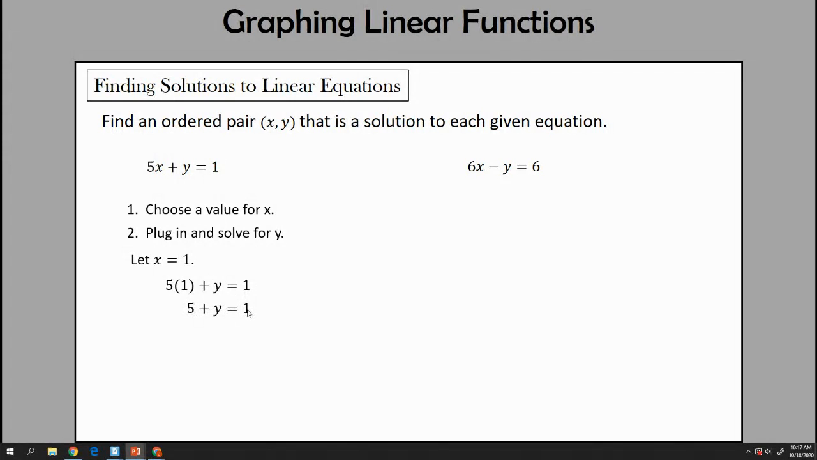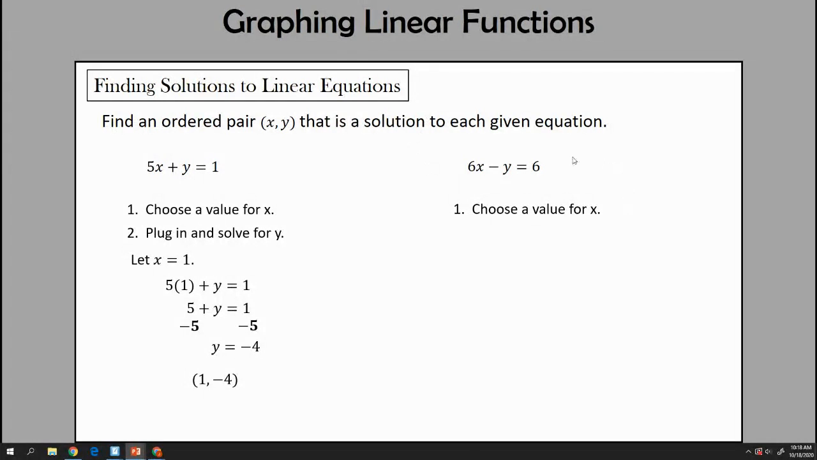I'm solving for y now. Subtract 5. Y equals -4. So an input of x of 1 gives us an output of -4. So the answer is 1, -4. This ordered pair, 1, -4, is a solution to this problem. We could all pick a different x and get a different y, and we'd all be right. Okay, just keep it easy on yourself.